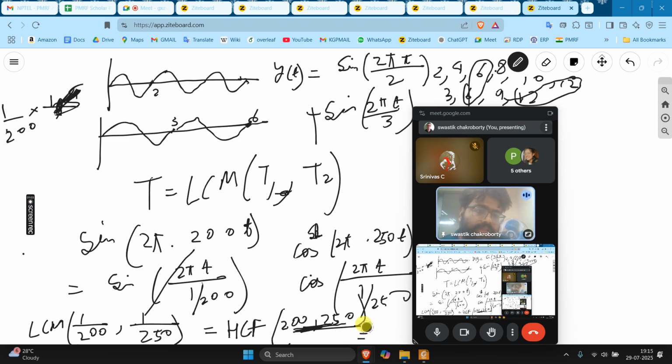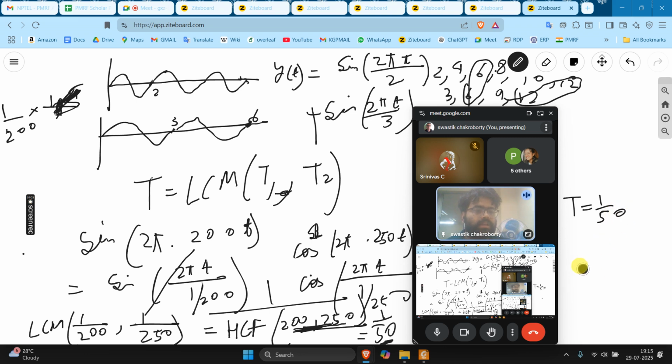So what is the HCF? What is the common factor? The highest that goes into both is 50, right? After that, anything won't go. So 50 is the highest. So the answer will be 50. So here the answer will be rather not 50, it is 1 by 50. The time period will be 1 by 50.